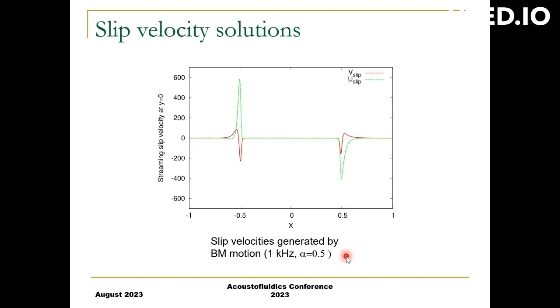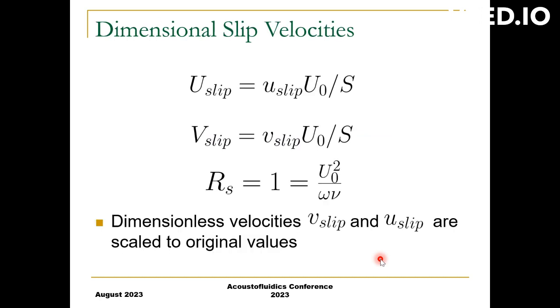So we graph the streaming slip velocities at y equals 0 along the length of the cochlea. The green line is the horizontal component, and the red line is the vertical component, and are found at 1 kilohertz and an alpha value of 0.5. So in order to find our numerical streaming solutions, the horizontal and vertical slip velocities are scaled to their dimensional value through a factor of U naught over S, and the streaming Reynolds number is set to 1.